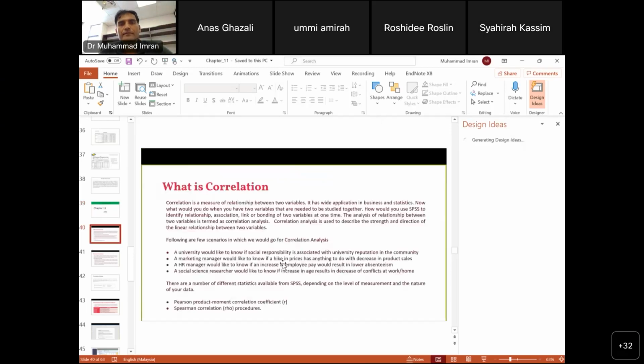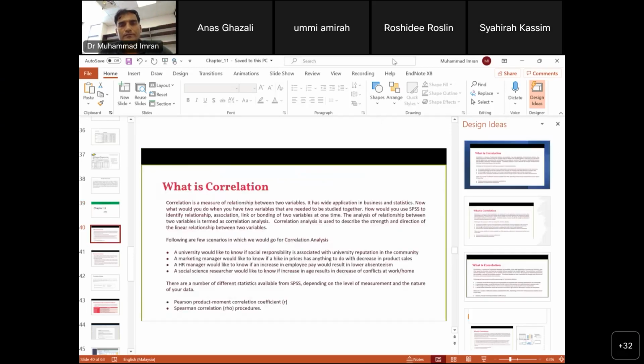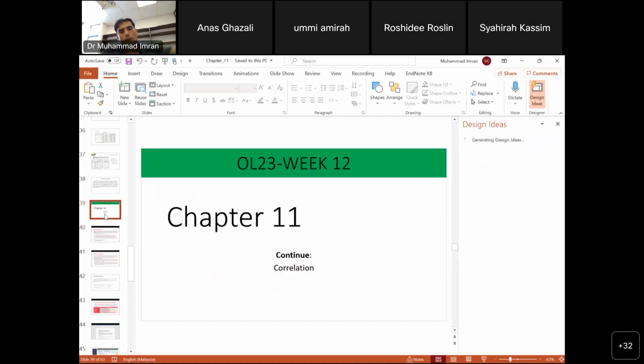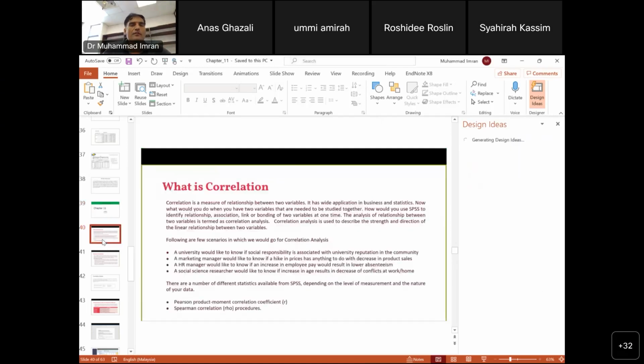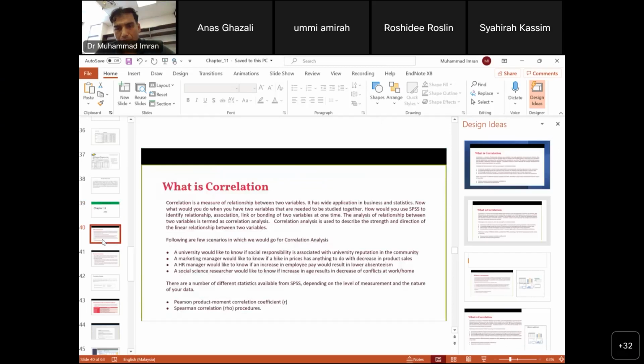Okay, so lecture chapter number 11, continuing the part on correlations. So what is the correlation? We have to understand first the theory of correlations. Later I will run the analysis on SPSS, show you how to derive or find the results, and how to interpret the result as well.